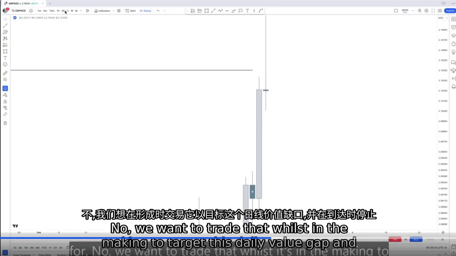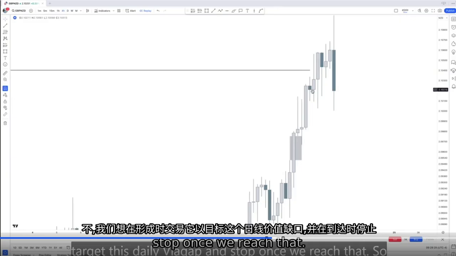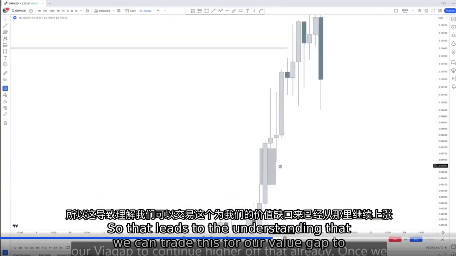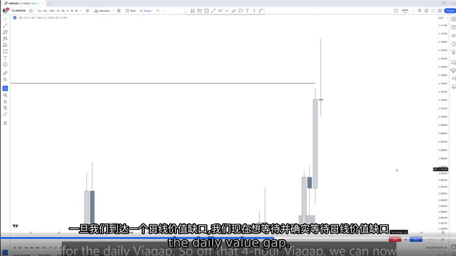No, we want to trade that whilst it's in the making to target this daily fair value gap and stop once we reach that. So that leads to the understanding that we can trade this 4 hour value gap to continue higher off that already. Once we reach the daily value gap, we now want to wait and indeed wait for the daily value gap.